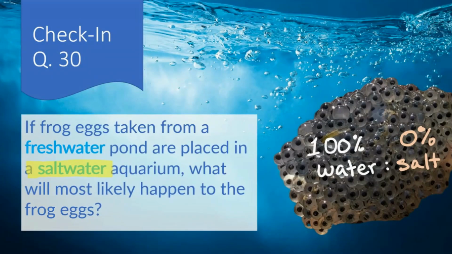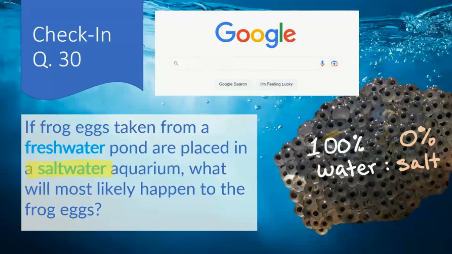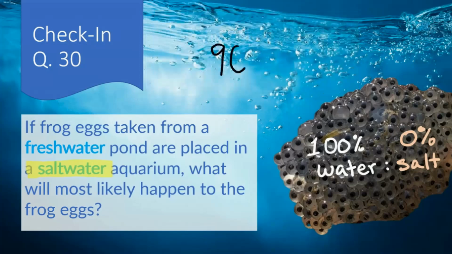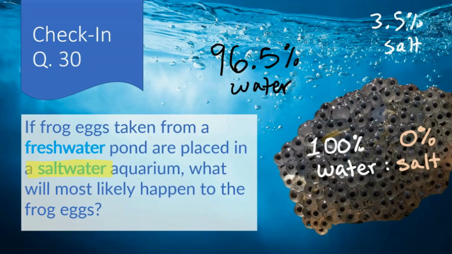Salt water, on the other hand, if we go to Google and look up percent water in salt water, we can see that salt water is about 96.5% water and about 3.5% solutes, or 3.5% salt. So if salt water is 96.5% water and 3.5% salt, how do you think water will move in this scenario? And then what does this mean for the frog eggs?